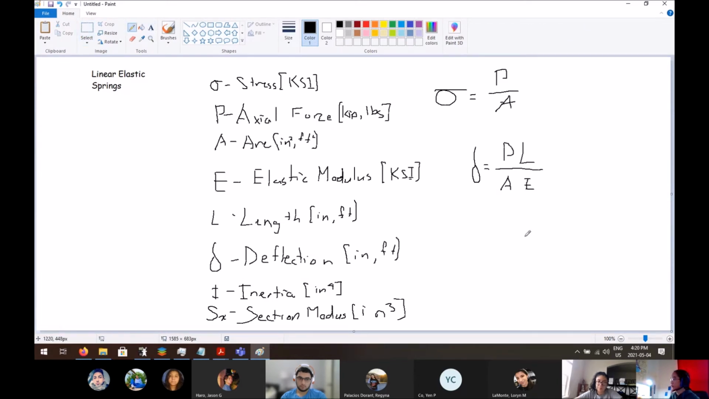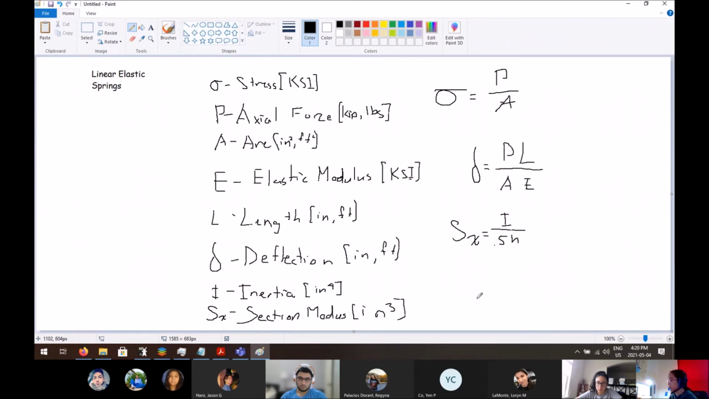So inertia and section modulus are based on the shapes of the members you're working with, and they are also related to each other. Section modulus is equal to inertia divided by half of the overall height of a member. Yeah, I think that's most of it.